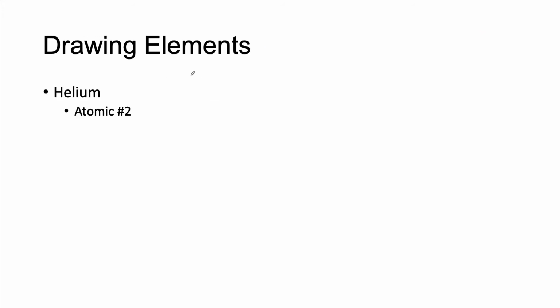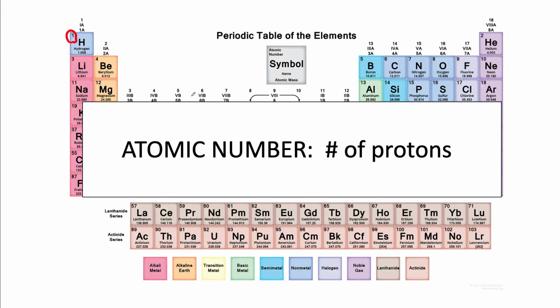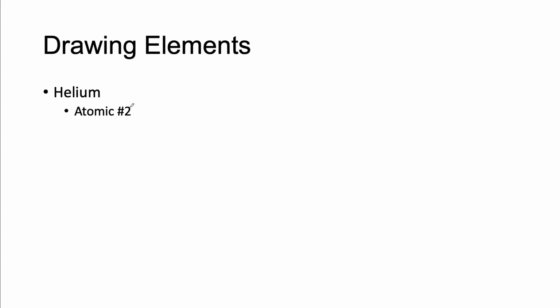So we're going to do some practicing. So helium is atomic number 2. And remember what we just talked about. The atomic number is the number of protons. So if the atomic number is 2, that means we have 2 protons. And we know that in a neutral atom, the number of positives has to equal the number of negatives. So if we have 2 protons, we know that we have 2 electrons. So go ahead and get out a pen and paper and draw along with me.